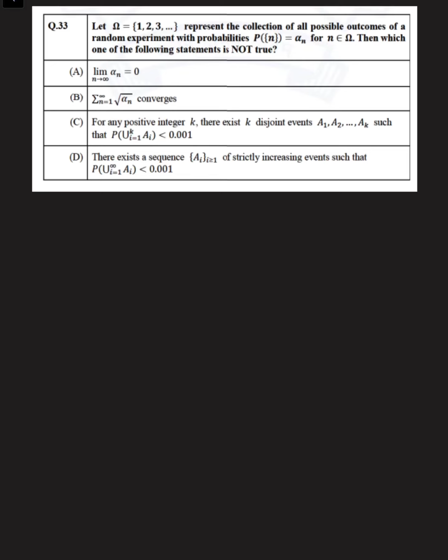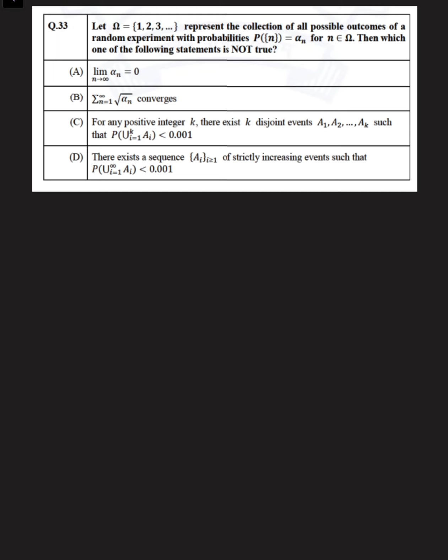Let the set omega = {1, 2, 3, ...} represent the collection of all possible outcomes of a random experiment with probability of an event n is alpha n for n belongs to this omega. Then which of the following statements is not true?